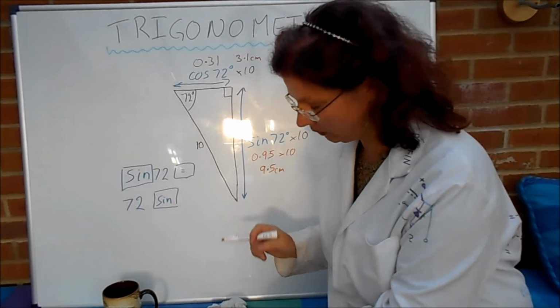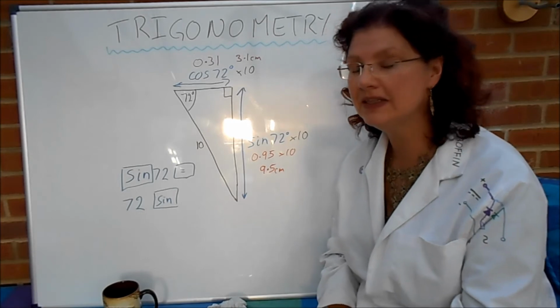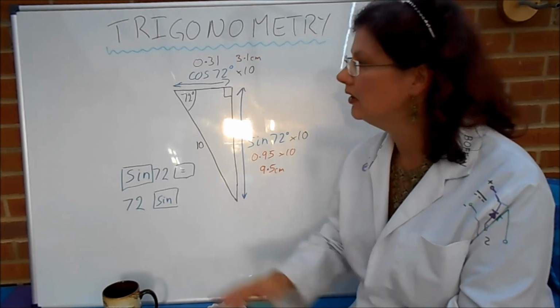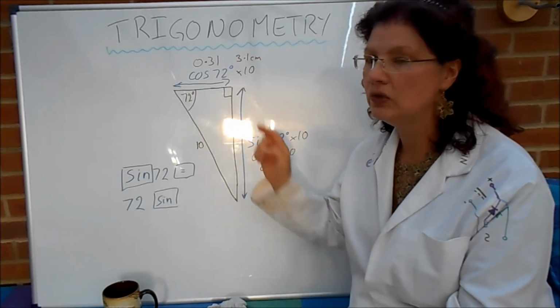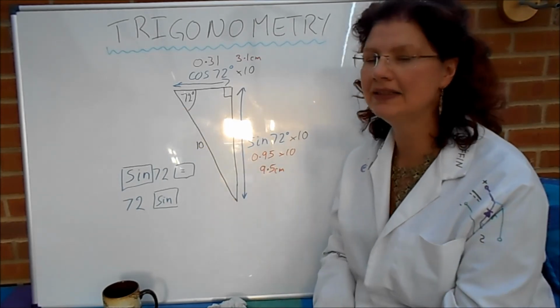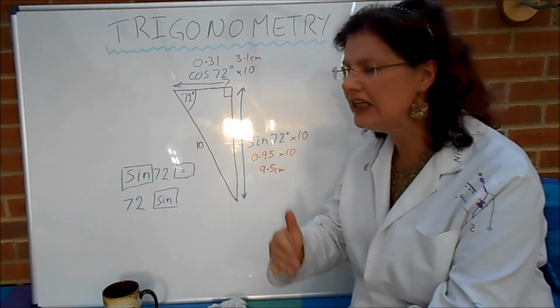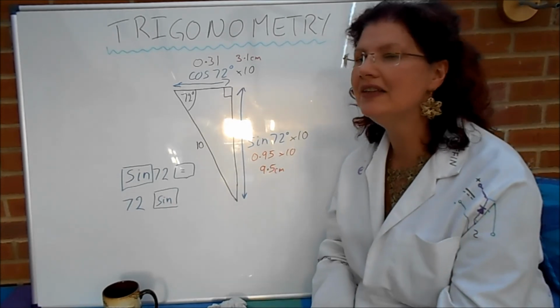So check your scale drawing and see if you've got 3.1 centimetres and 9.5 centimetres. If you haven't, make sure your angle is 72, make sure your right angle is a right angle, and make sure your longest side is actually 10, because it should be exactly those. And if you've got them and you've got exactly that, take a pat on the head and a gold star. Trigonometry is yours.